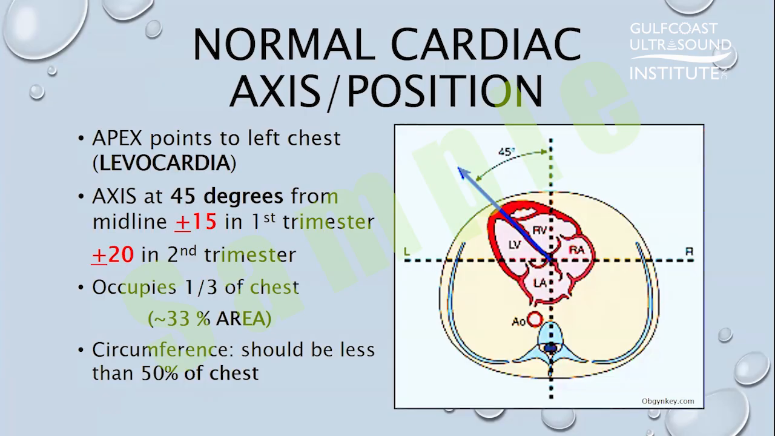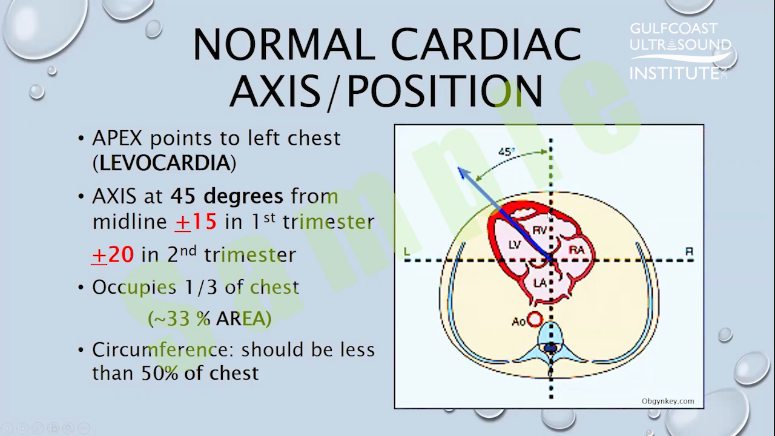So the normal axis of the heart in the chest should be levocardia, and the axis should be at 45 degrees from midline, and it's plus or minus 15 degrees in the first trimester and plus or minus 20 degrees in the second trimester. Again, occupying about 1/3 of the chest or about 33% of the area. And the circumference should be less than 50% of that chest.